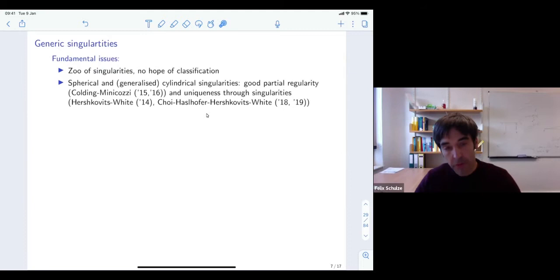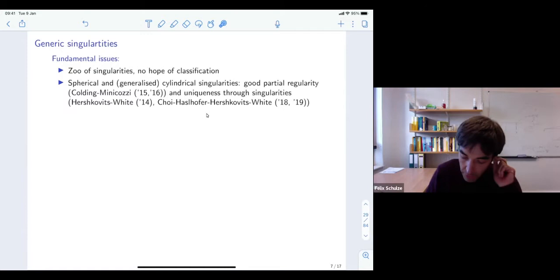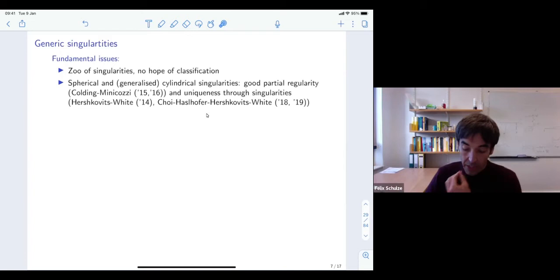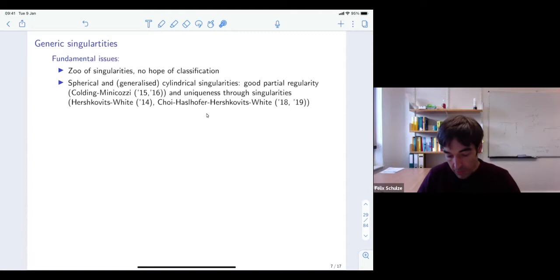And what you also know is by work of Hershkovits and White, and now more recently this resolution of the mean convex neighborhood conjecture, that if you have a flow which has only mean convex singularities, like these cylindrical and spherical singularities, then the evolution through these singularities is unique. So the flow doesn't need to be mean convex. If you're mean convex, you always get uniqueness for the weak evolution. But if you know that only the singularities are of this mean convex type, then there can't be a bifurcation happening after the singularity. So it's unique through the singularity.